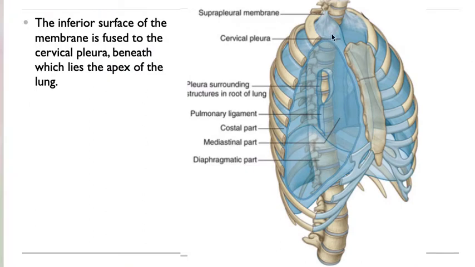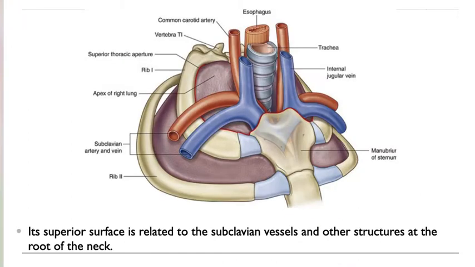The inferior surface of this membrane is fused with the cervical pleura over here. We will discuss the pleura in detail, beneath which lies the apex of the lung. Now, this is the suprapleural membrane over here, superiorly related to the subclavian vessels and other structures at the root of the neck, which we shall discuss further on.